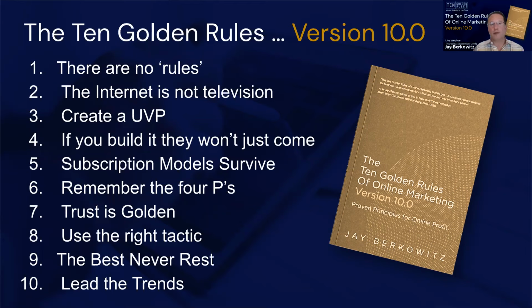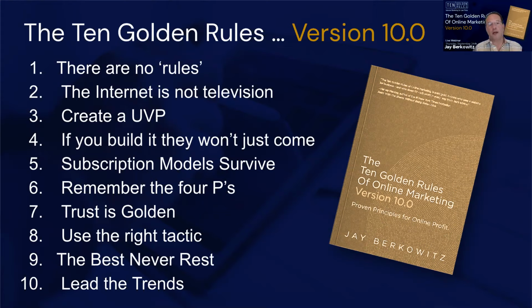Golden rule number 6, remember the 4 Ps: product, place, price, and promotion. Perhaps the most important one for a local business is your Google Maps. We talked a lot about that. Getting lots of reviews, setting up your Google Maps correctly. We did a whole webinar on that. You can find it at our blog.